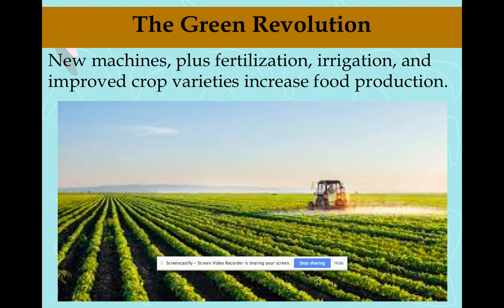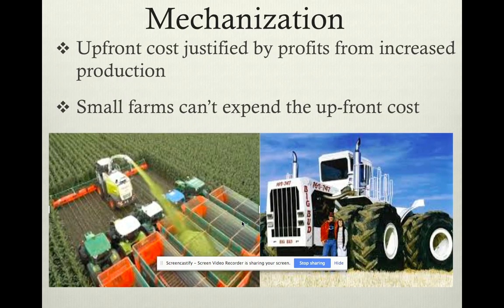When we look at some history in terms of our agriculture, we had a green revolution right around the middle of the 19th century. There were more machines, more fertilization, better irrigation methods, and improved crop varieties. All of these things increased our food production. Now, be careful here. It is not green as in eco-friendly. It's green as in there's a lot of crops down here and they're green. So we're not talking about environmentally friendly methods. We're talking about producing more food.